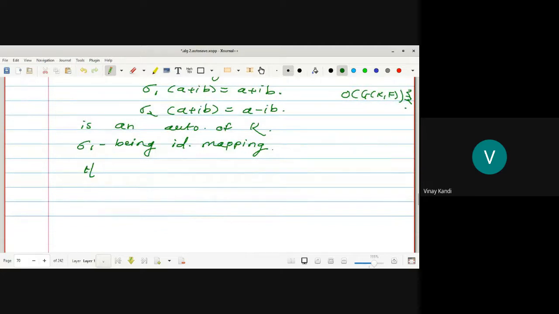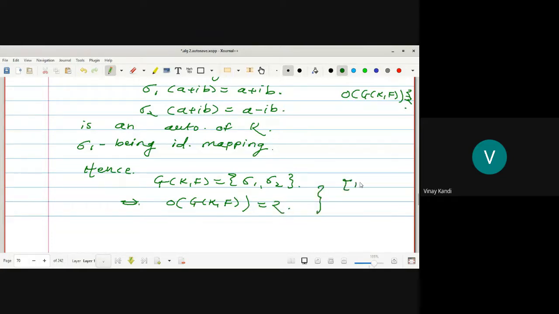So hence, what is the set G(K/F)? G(K/F) is equal to sigma 1 and sigma 2. This implies the order of G(K/F) is equal to 2. Since the degree of K over F is equal to 2, hence the order of G(K/F) is equal to 2.